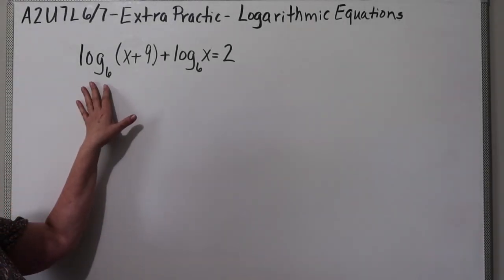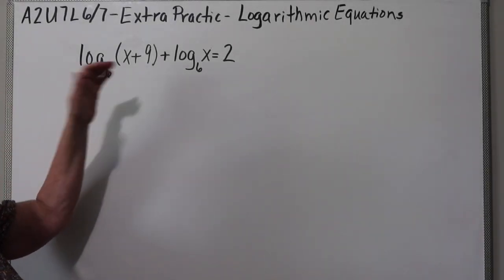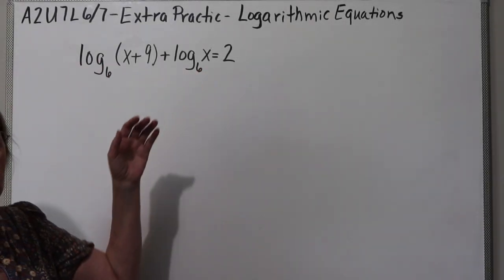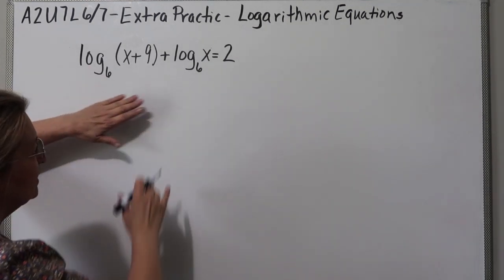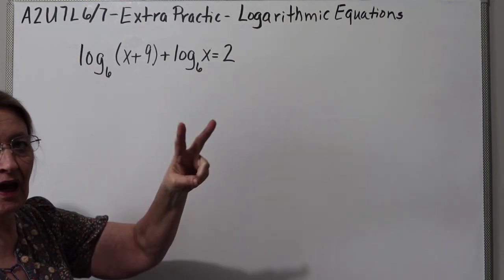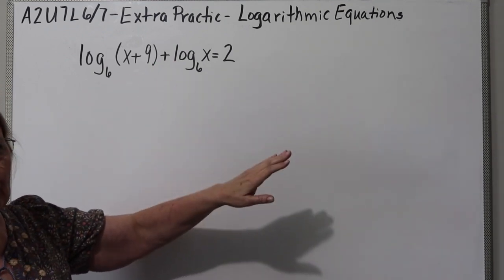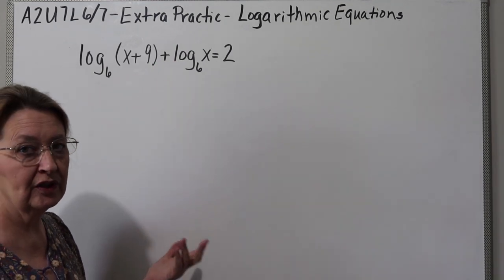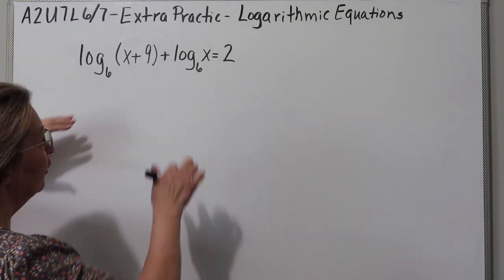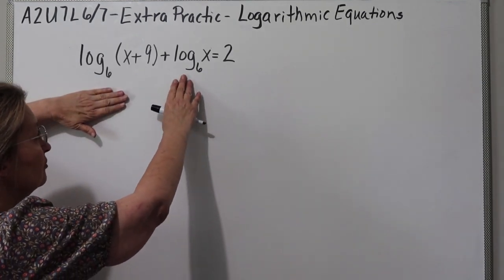Okay, let's look at this last problem. Log base 6 of x plus 9 plus log base 6 of x is equal to 2. I see logs on one side and a number on the other, so this is type 2 of logarithmic equations. You're logged a number. That means I'm going to try exponential conversion. Now before I can convert it, I have to condense these two logs.